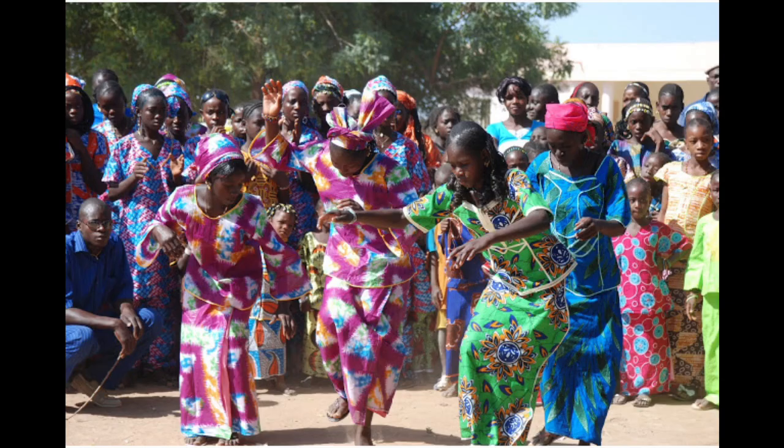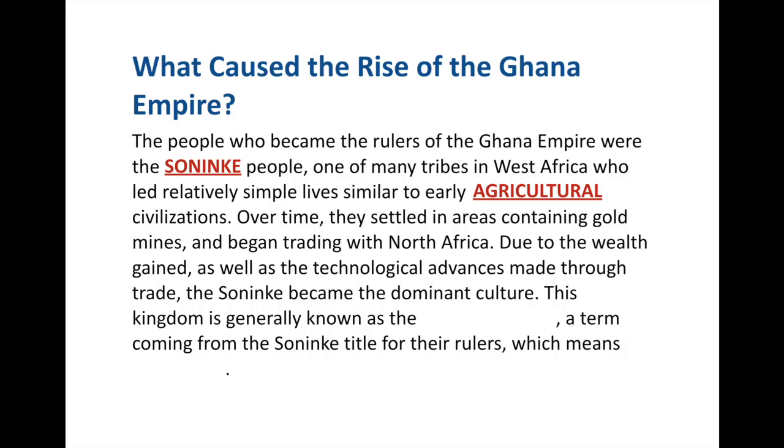And the Soninke people are actually still around. They're a pretty major people group in West Africa, and they have a long cultural heritage which dates back even before then. Over time, they settled in areas containing the gold mines, and they began that trade with North Africa. Now, obviously, with trade routes involving gold and salt, they got really, really wealthy really quickly. And because of trade, they were able to gain technology. It allowed them to gain an advantage over the other tribes in the area. And the Soninke, over time, became the dominant culture. And they kind of established what we consider to be a kingdom.